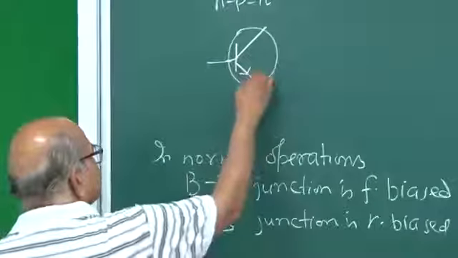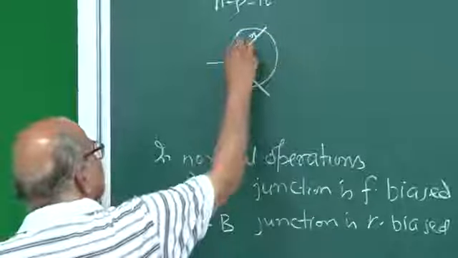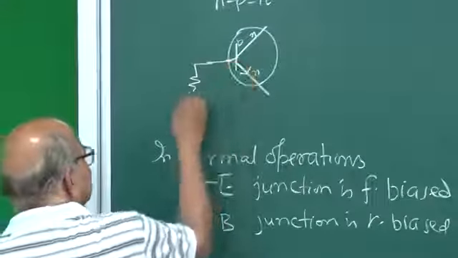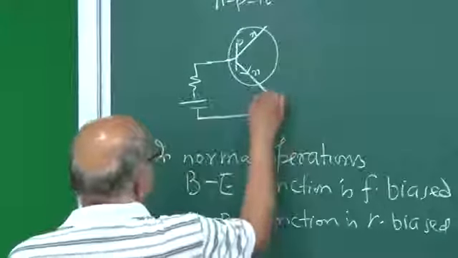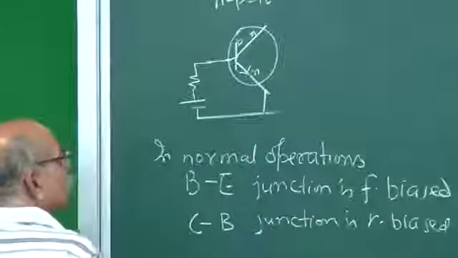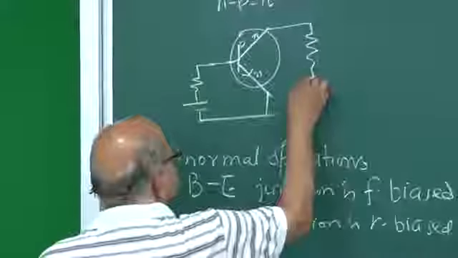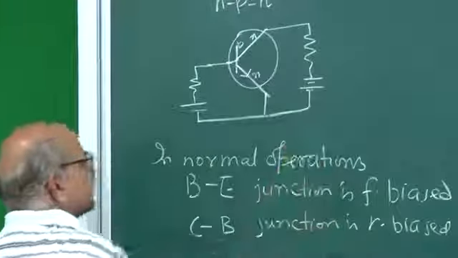This is your emitter, this is your base, this is P, this is N, right? This is N, this is P, and this is N. So, your biasing has to be this way. This P should go to positive, and this emitter is common, and from the collector side also you have resistance, and then you have biasing. So, this is now reverse bias.